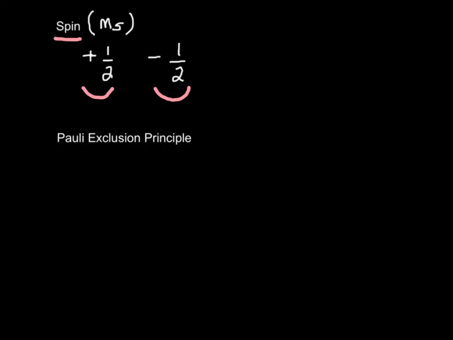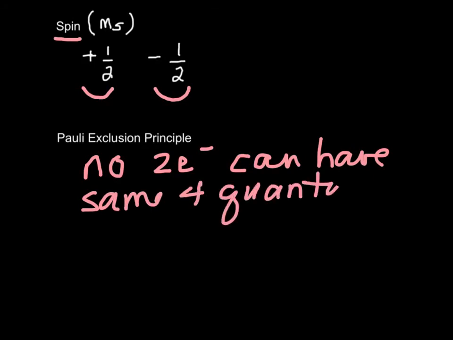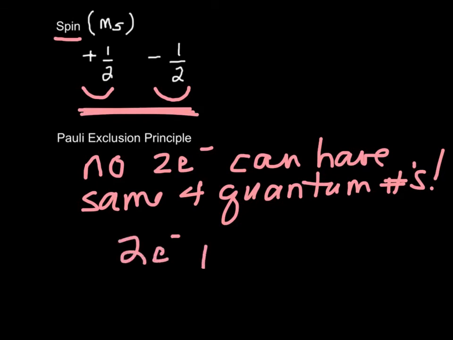And then Pauli, hey Pauli, he came along. The Pauli exclusion principle basically says that no 2 electrons can have the same 4 quantum numbers. Those are quantum numbers we're talking about. The N, the L, the M sub L, and the M sub S. So since there's only 2 values of M sub S, you can only put 2 electrons per orbital.